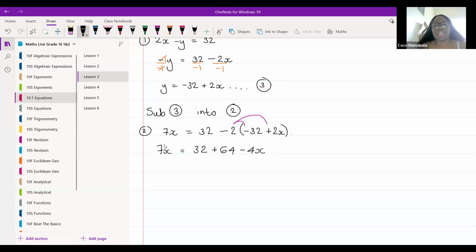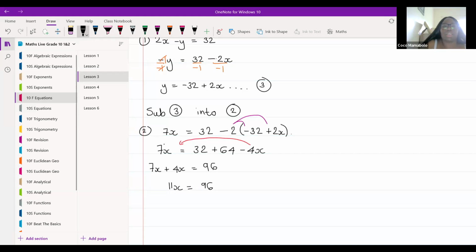All right, and then we just shift things around. Anything with an x goes on one side, anything without an x stays on the other side. So I'm going to take negative 4x over to the other side, and it's going to become positive 4x. So I'm going to get 7x plus 4x is equal to 32 plus 64, which is 96. Am I correct? 96, good. And then on this side, I'm going to get 7x plus 4x, which is 11x, equal to 96.